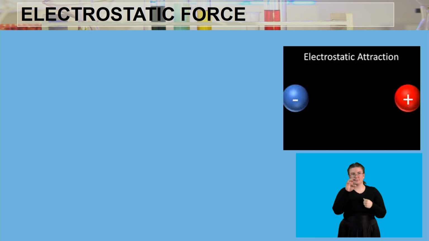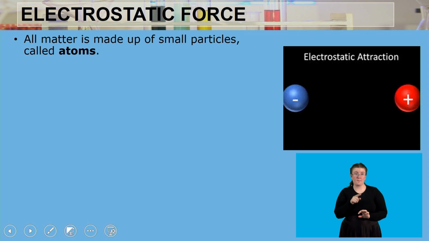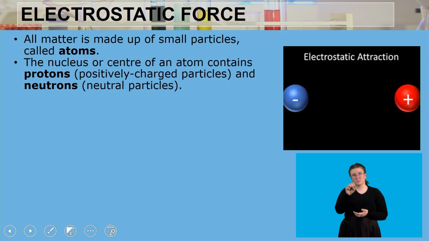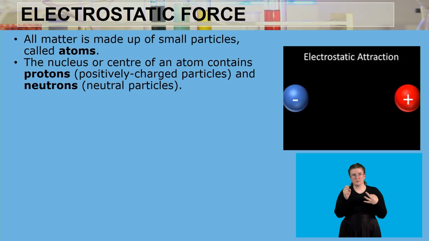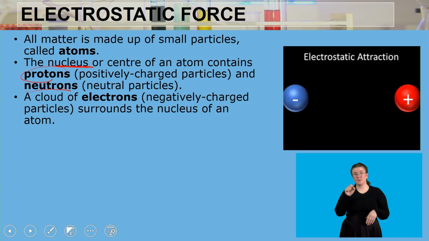Then the last force that you're going to be looking at is our electrostatic force. Now, this comes about when we're talking about atoms. We know that atoms are always made up of three subatomic particles, which are the protons, the neutrons, and the electrons. In the nucleus of an atom, we find the protons, which are positively charged, and we find the neutrons, which are neutral particles. They are neither positive nor negative. However, we also have the electrons, and they form a cloud around the nucleus, and they are always negatively charged.